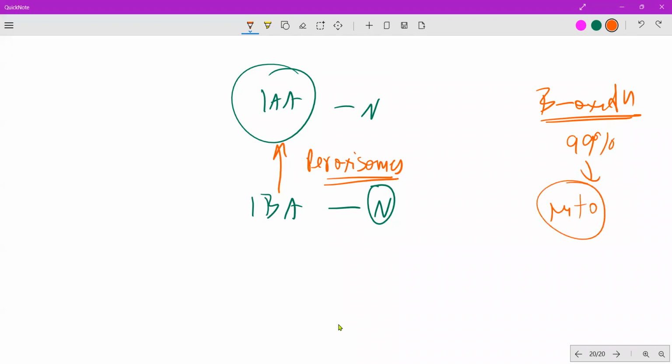बताओ मुझे, बीटा ऑक्सीडेशन कहाँ होती है? बोलो. लगता है फिर मेरी आवाज नहीं आ रही क्या? Sir, in plants, in mitochondria and peroxisomes both.